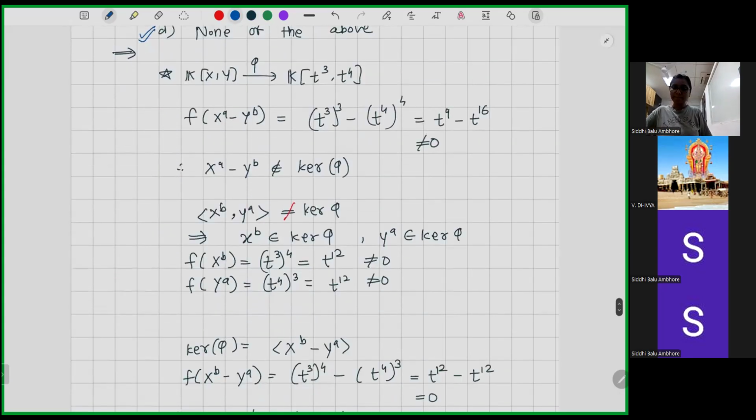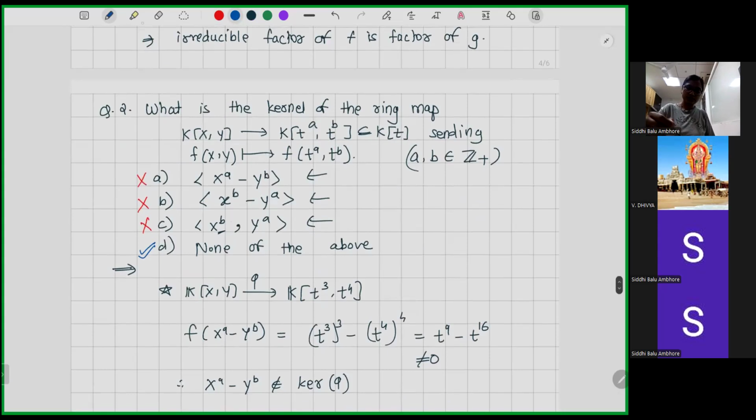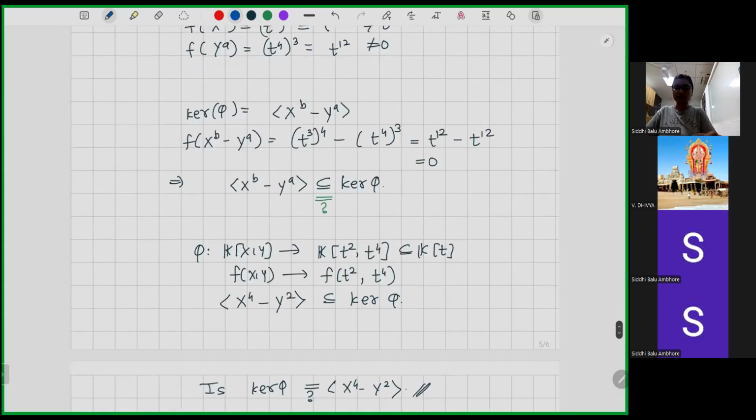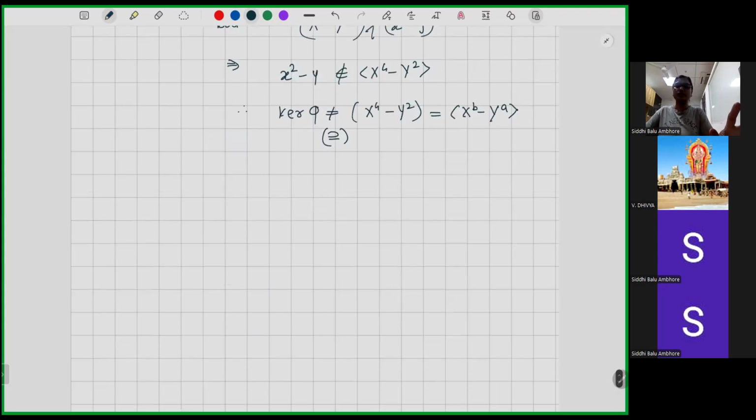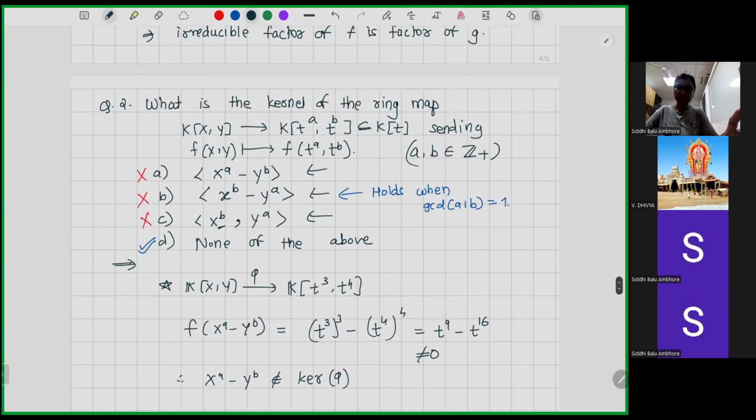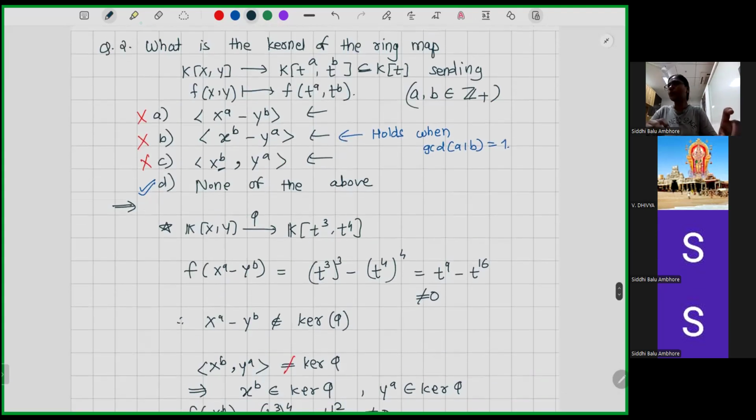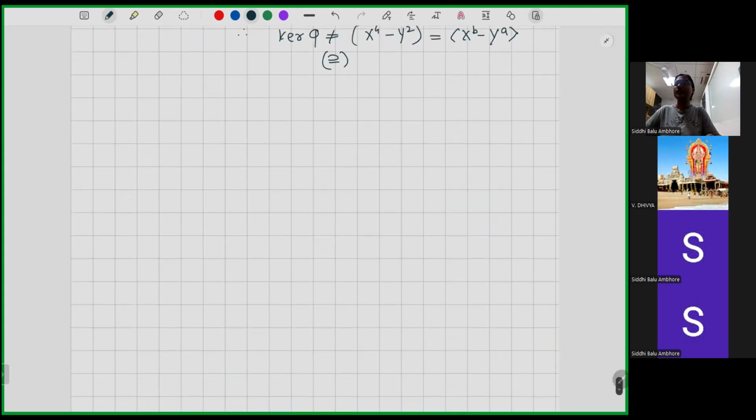Okay. So this part actually holds when the GCD of a and b is 1. Okay, you can check this. In that case, this happens. So for now, none of these three ideals which are given here gives us the kernel of this map. Okay. Any doubts?